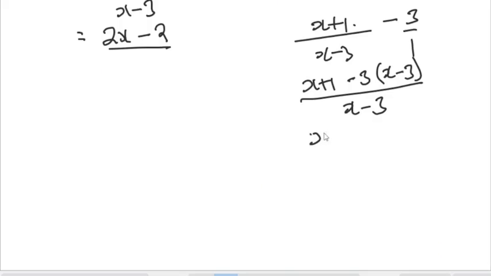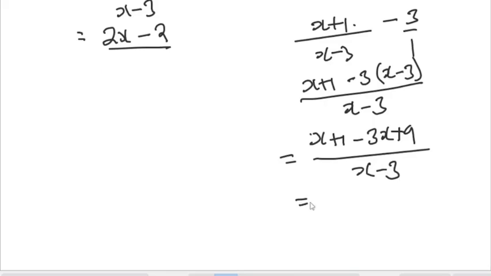x plus 1. So negative 3 times x is negative 3x. Negative times negative, it's positive 9 over x minus 3. So from here, remember we're just working out the denominator. So x minus 3x, this will be a negative 2x. Then positive 1 plus 9, this will be a positive 10 over x minus 3. So this is just the denominator.